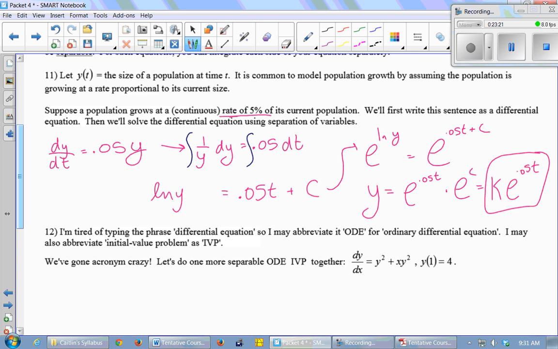All right, I was tired of typing the phrase differential equation, so I typically use the abbreviation ODE for ordinary differential equation. And I might also abbreviate initial value problem as IVP.